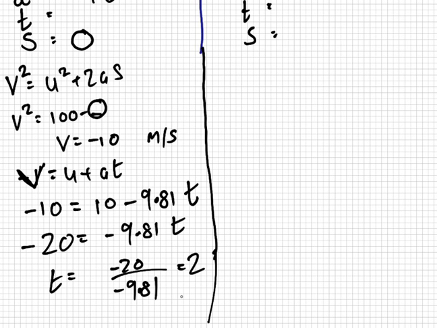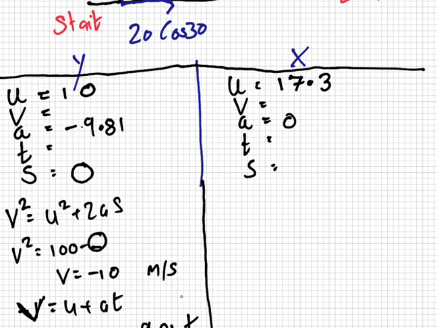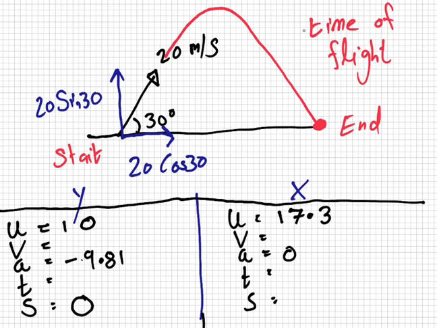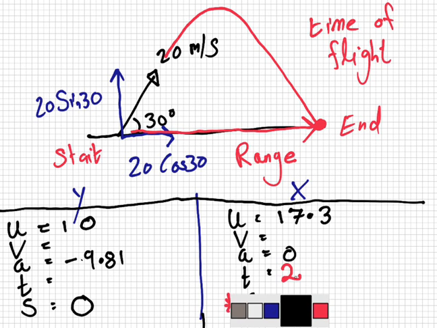Are we solving T for Y? Yeah. Then why is the... Because it's the same time. Now, what I want you to do next is to get this distance here, which is called the range. So that will be this S here, wouldn't it? T is 2. Give me the S here.